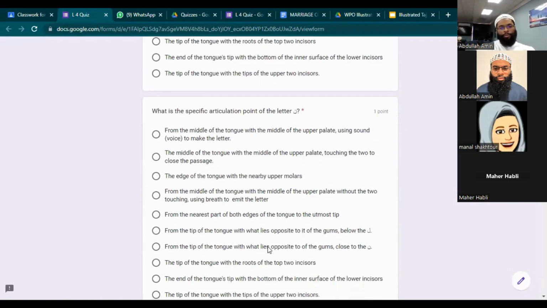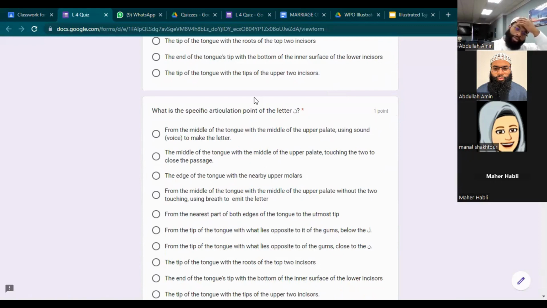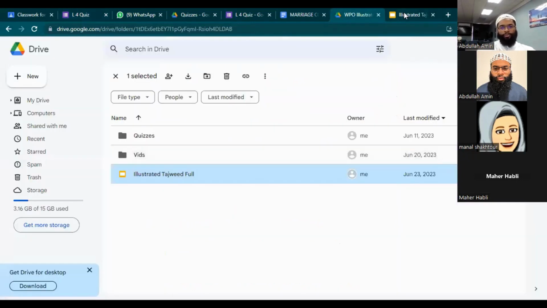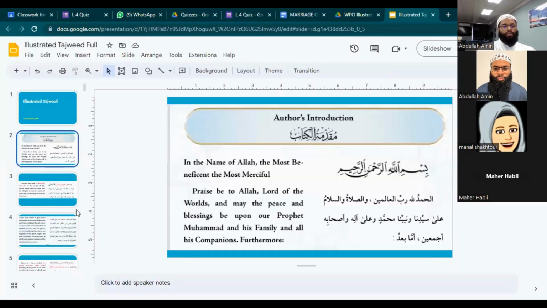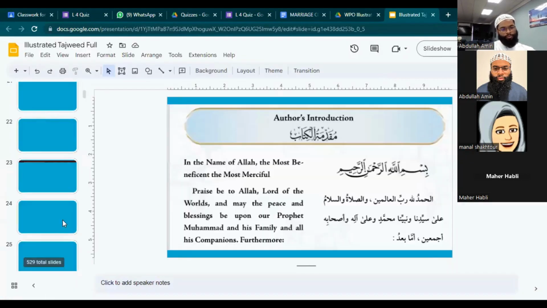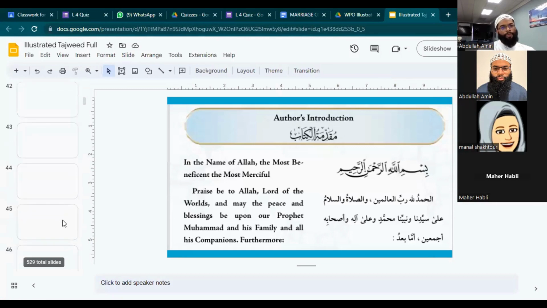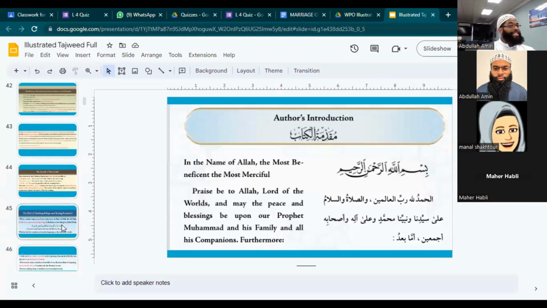What is the specific articulation point of the letter Noon? So, user 3, please specify what your name is. So, user 3 is asking, what is the difference between the edge and the tip? Anybody want to answer that? What is the difference between the edges and the tip?